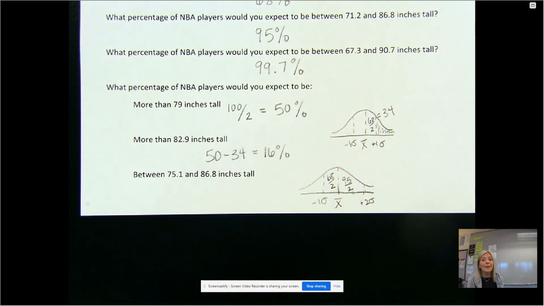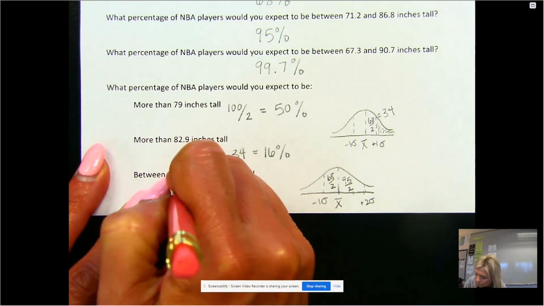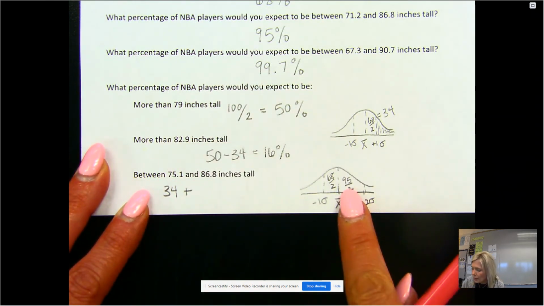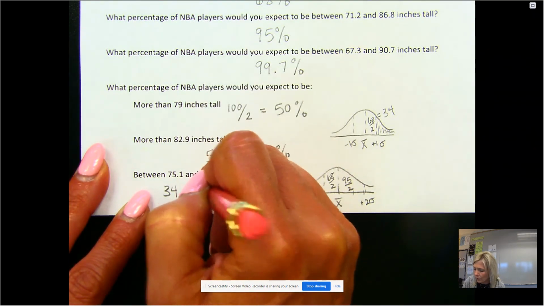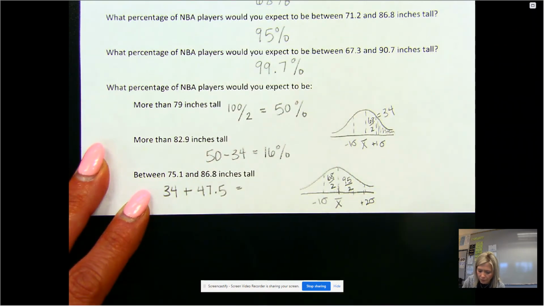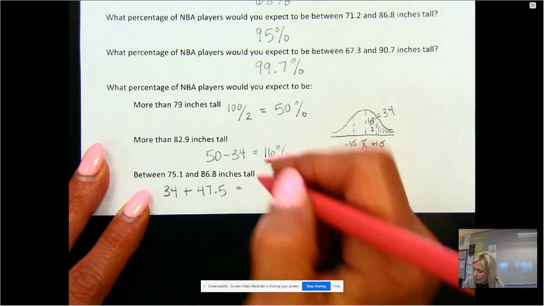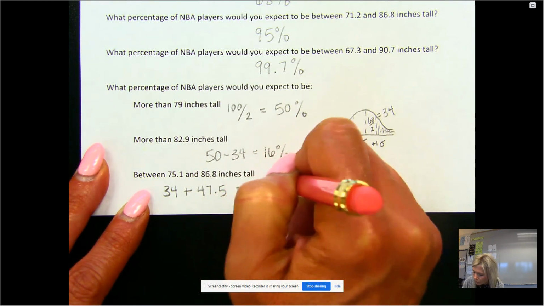Okay? So I have to add those two together. So 68 divided by 2 is 34. And 95 divided by 2 is 47.5. When you add those together, you get 81.5, 81.5%.